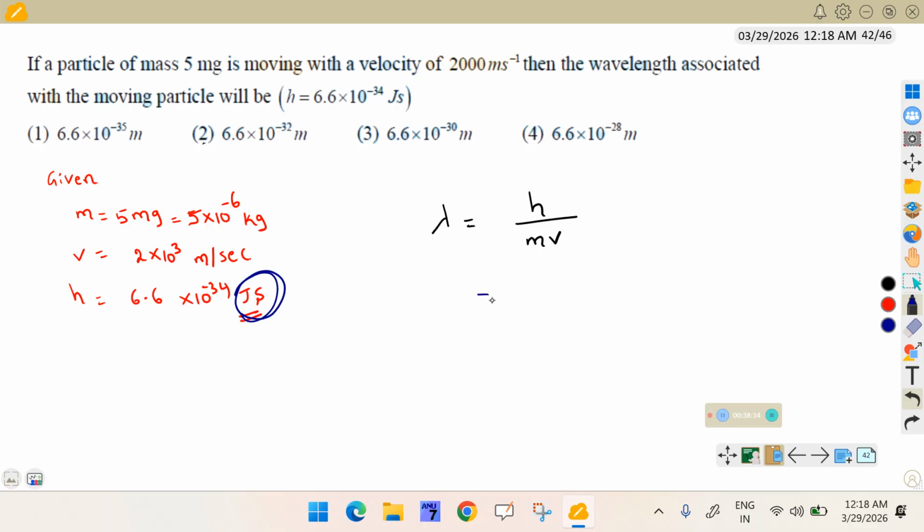Now substitute 6.6 into 10 power minus 34 divided by 5 into 10 power minus 6 into 2 into 10 cube. Simplify, and you will get 6.6 into 10 power minus 32.